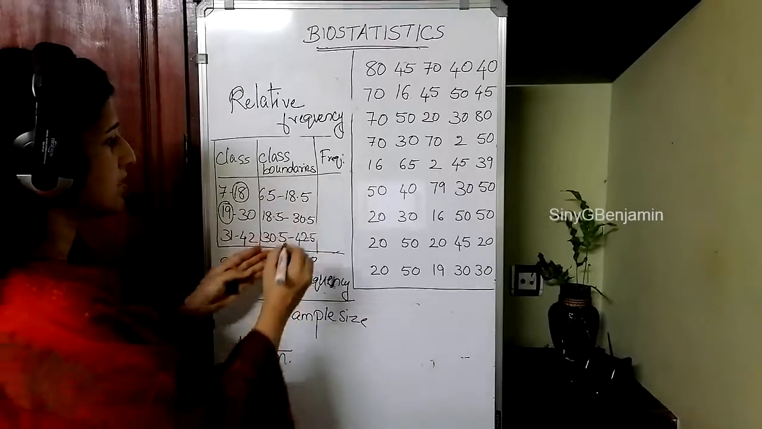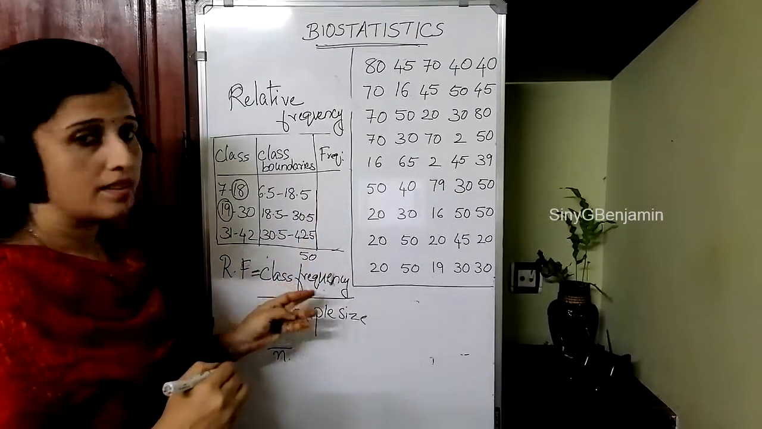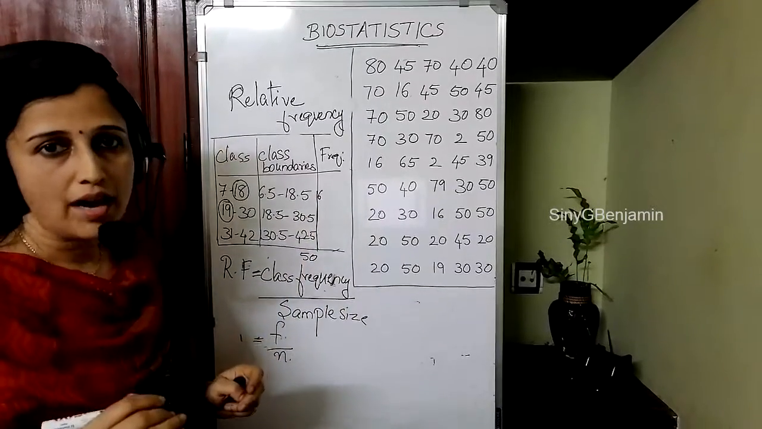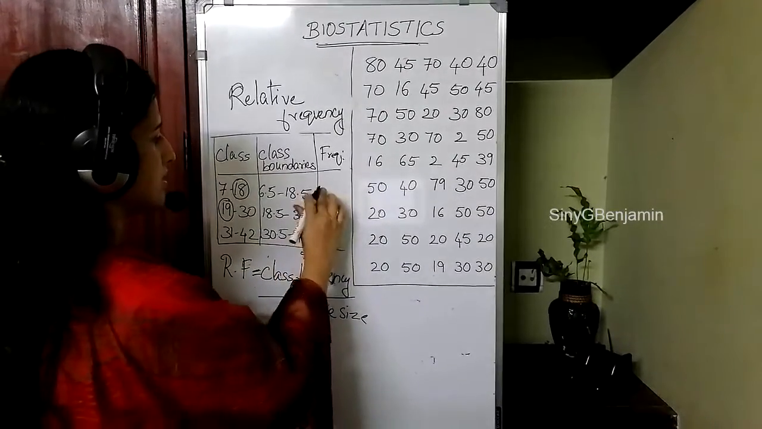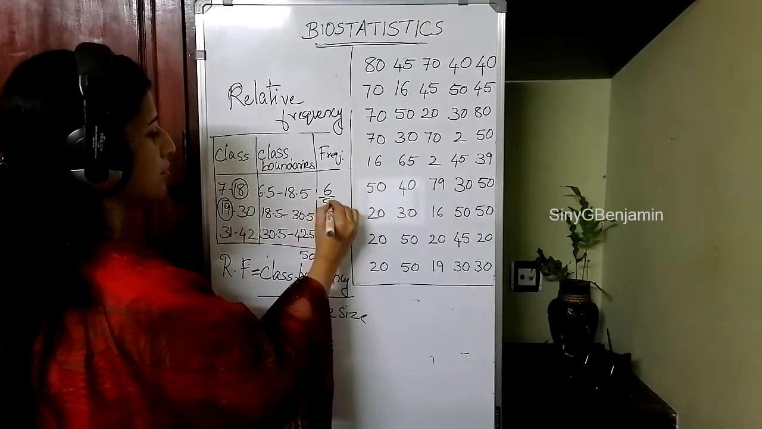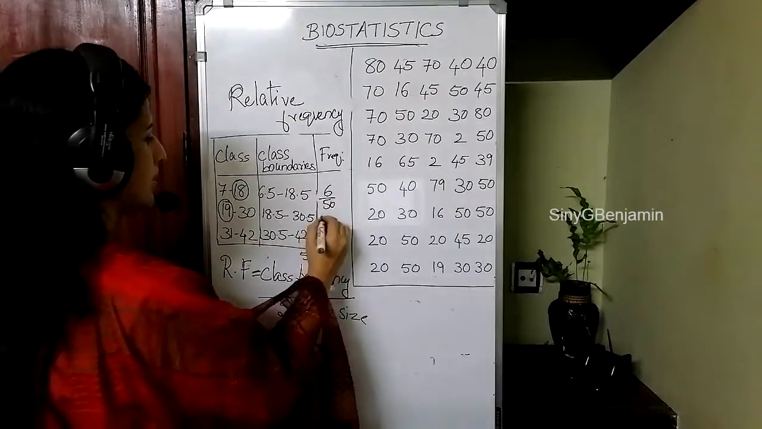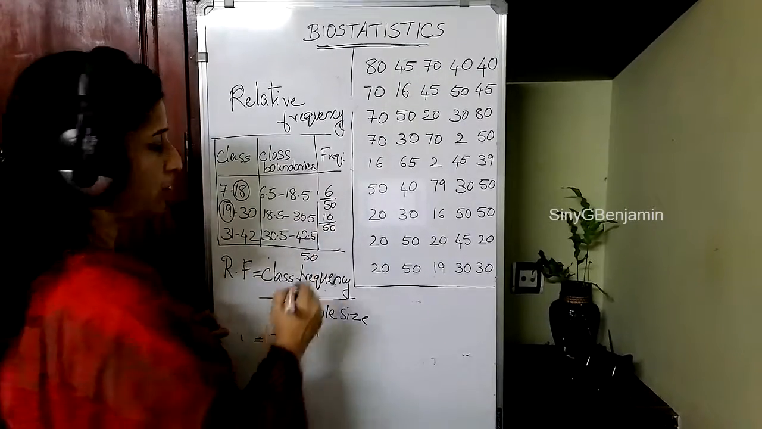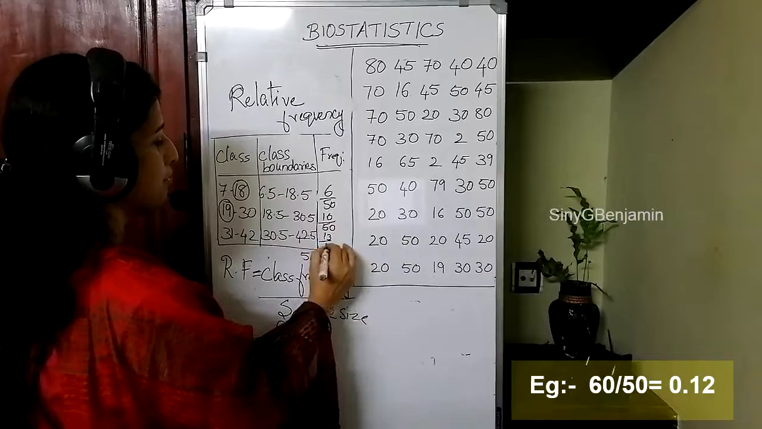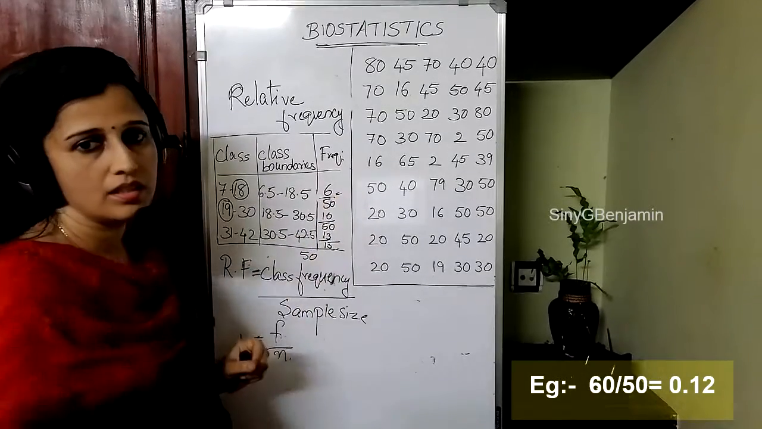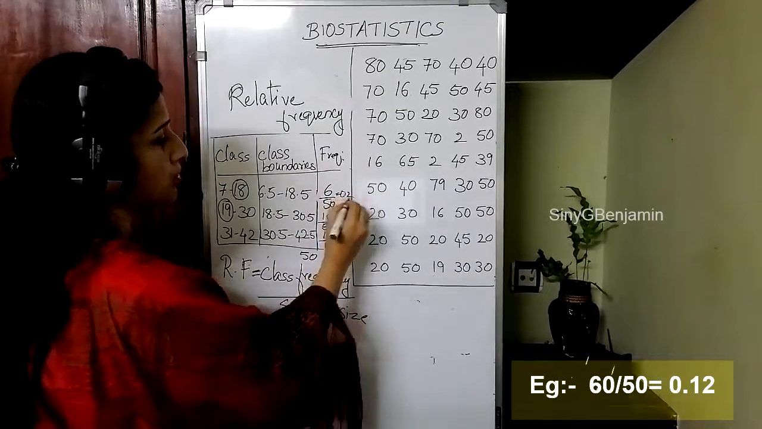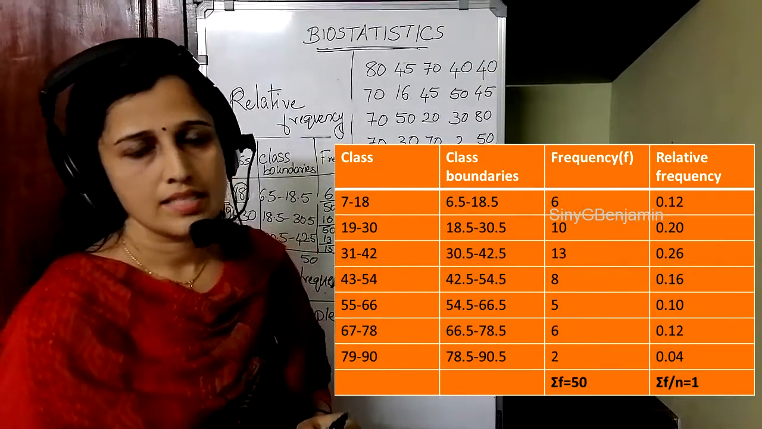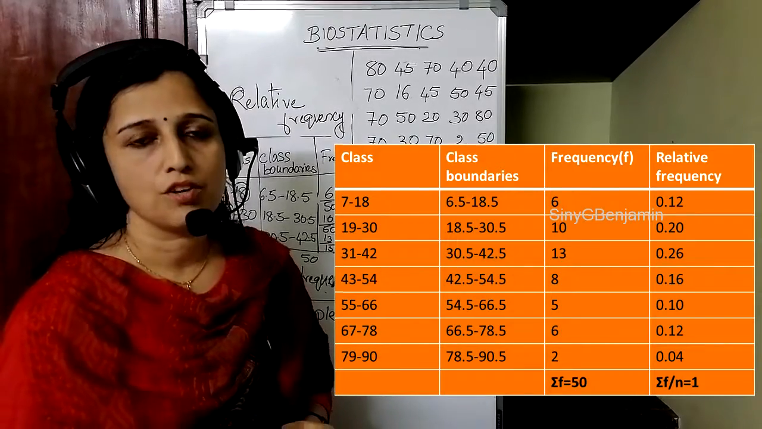So the relative frequency is calculated by the class frequency, that is 6, divided by the sample size, that is 6 divided by 50. Then 10 divided by 50. Then 13 divided by 50. Here the value is 0.12 and it goes on like that. You can see here in this table. That is the relative frequency of a class.